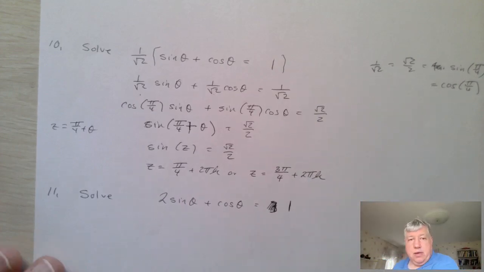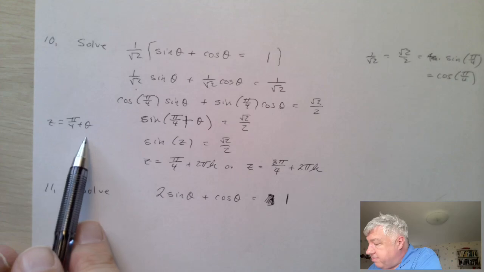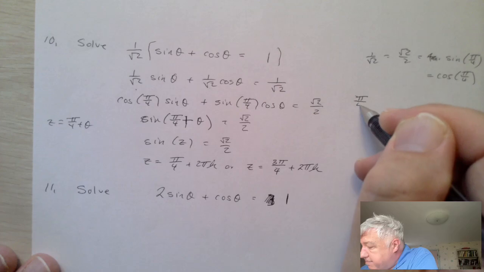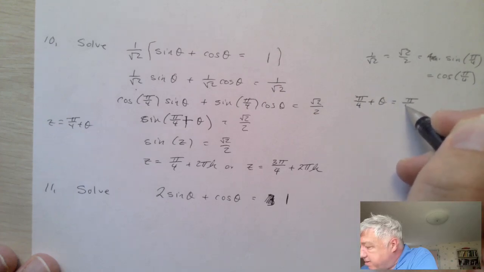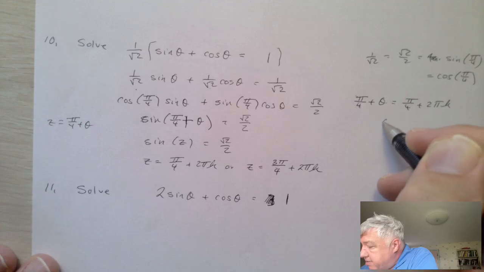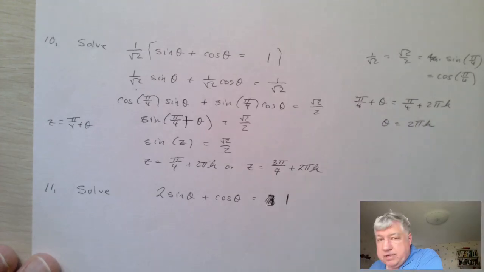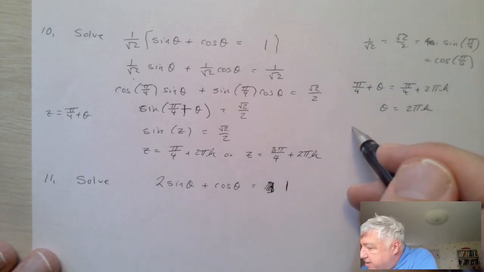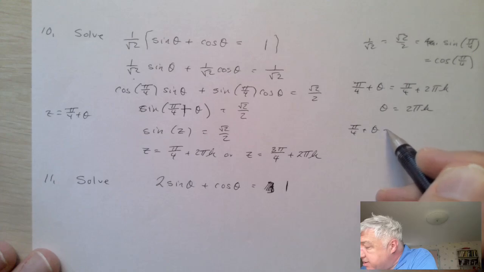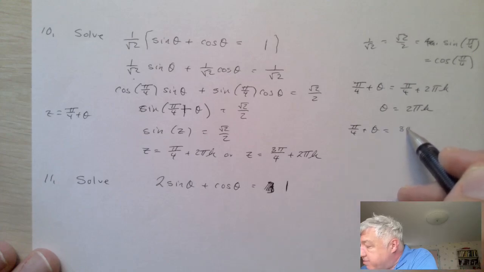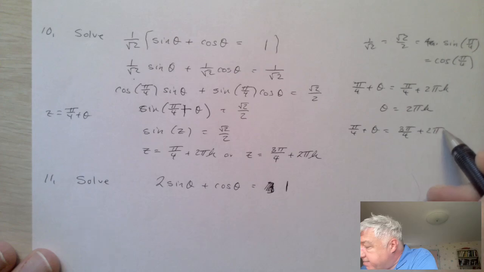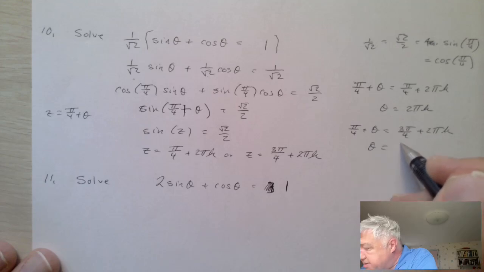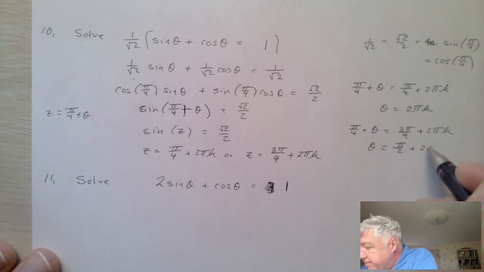But z, remember, is pi over 4 plus theta. So in the first case, we get pi over 4 plus theta equals pi over 4 plus 2 pi k. So we get that theta is just 2 pi k. That's one set of solutions, where again k is any integer we want. Or we could have pi over 4 plus theta equals 3 pi over 4 plus 2 pi k. Subtract pi over 4, you get 2 pi over 4, which is pi over 2. So theta is pi over 2 plus 2 pi k.